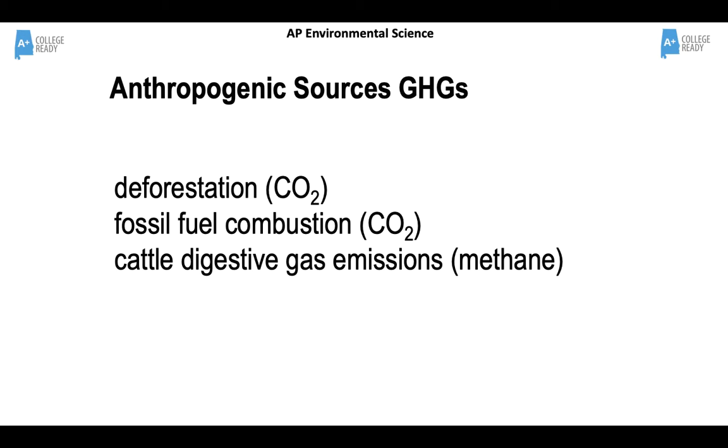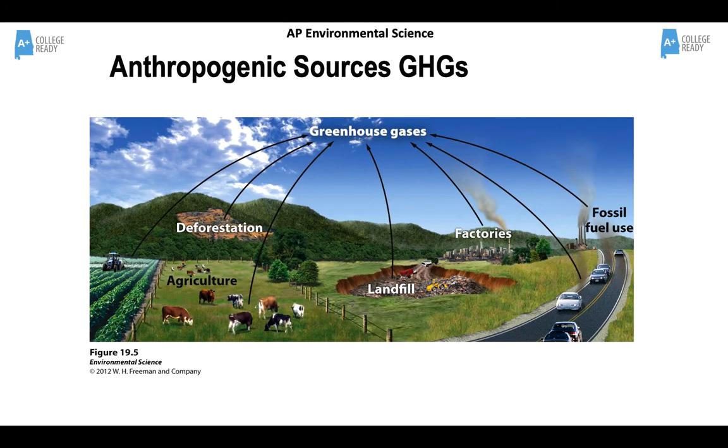So anthropogenic sources of GHGs are going to be deforestation from the cutting and burning of trees, fossil fuel combustion, and cattle digestive gas emissions producing methane. This is just showing you some of the other greenhouse gas emissions: fossil fuels, deforestation, factories, agriculture, and landfills as the things we have thrown away decompose.